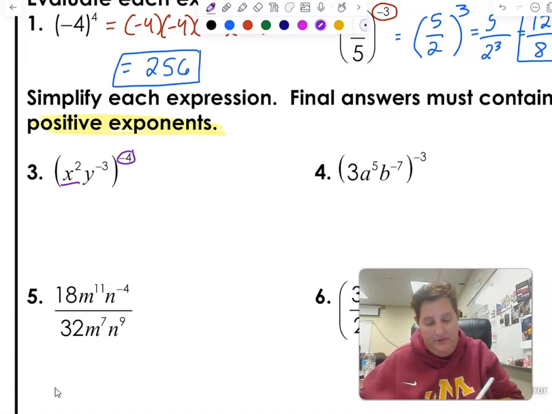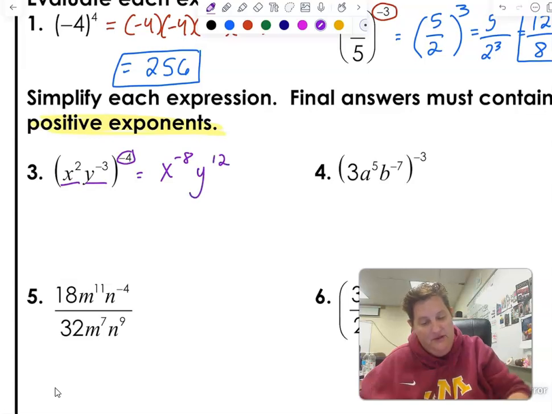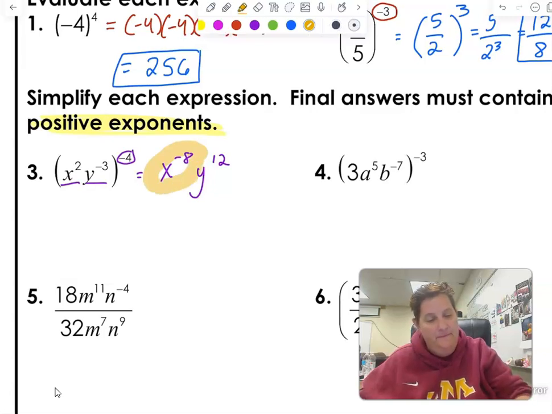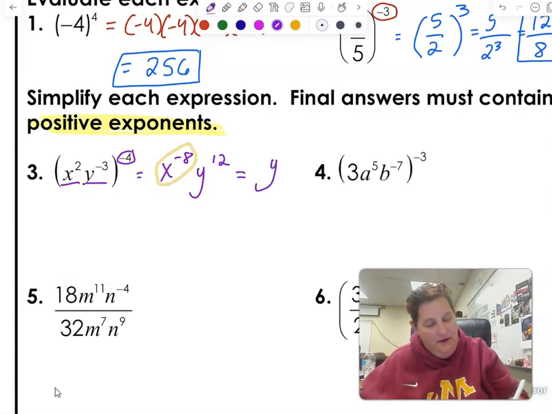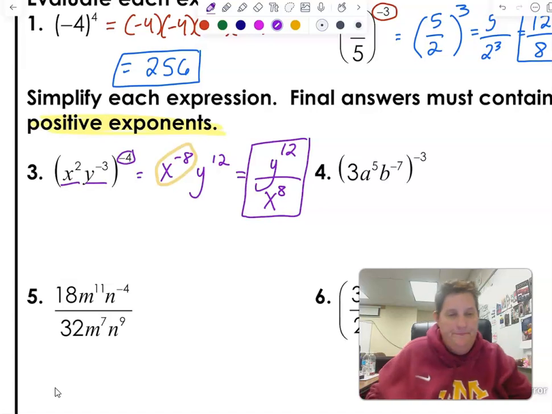Remember, when you raise to a power, you're multiplying. So x squared to the negative 4 would be x to the negative 8. Y to the negative third to the negative 4 would be y to the positive 12. And then anything with a negative exponent gets moved down to the bottom. So I'm going to leave y to the 12th on top, x to the 8th on the bottom.